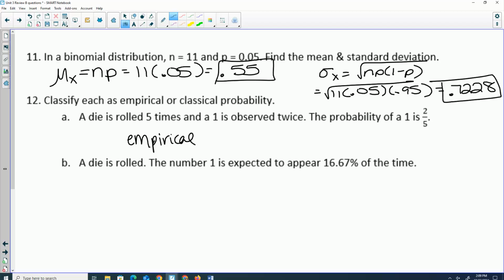Okay. This one, the number 1 is expected to appear 16.67% of the time. That's because 1 divided by 6 is 16.67. There's one number 1 on the die out of 6 total sides. So that's based on how many times it could happen out of the number of possible outcomes. So that is classical. All right, and if you forget which is which, looking at that formula sheet can help you there. All right.